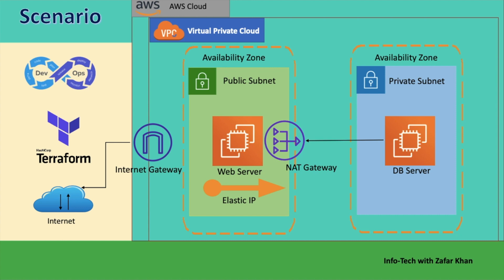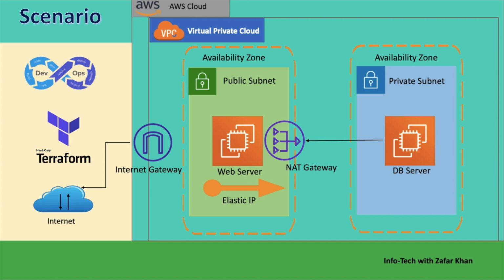So we can access the database through the NAT gateway. Now, what is a NAT gateway? A NAT gateway is a network address translation. You can use the NAT gateway so that an instance in a private subnet can connect to services outside your VPC, but external services cannot initiate a connection with those instances.